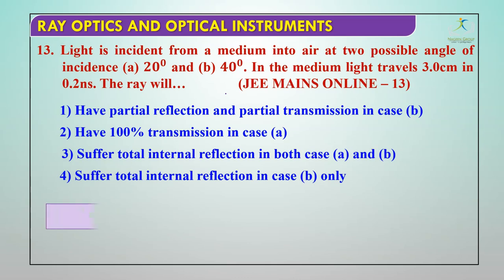So students, let's move to the solution part. Mu is equal to c by v, which we know is c by the speed of light in the medium. So mu is equal to 2 by 1. According to that, we can say the ray suffers total internal reflection in case B.